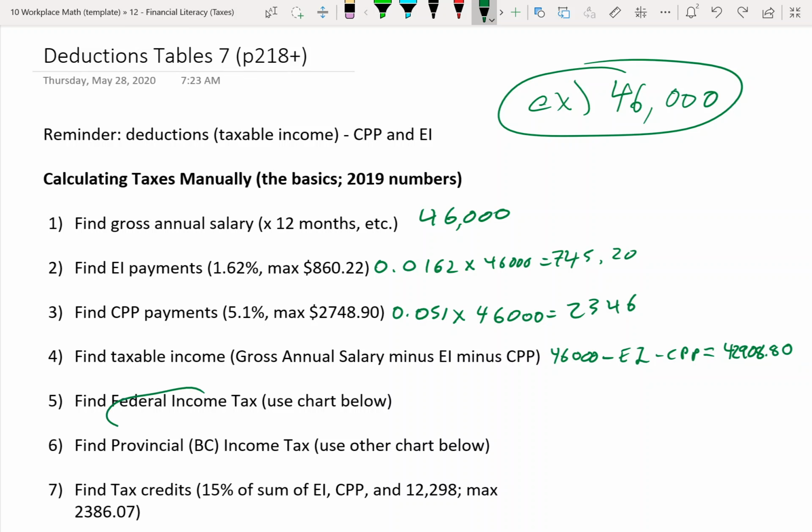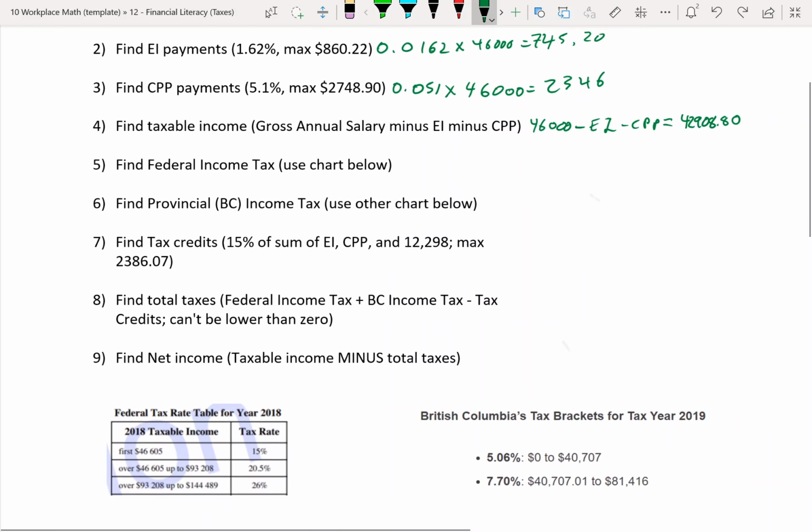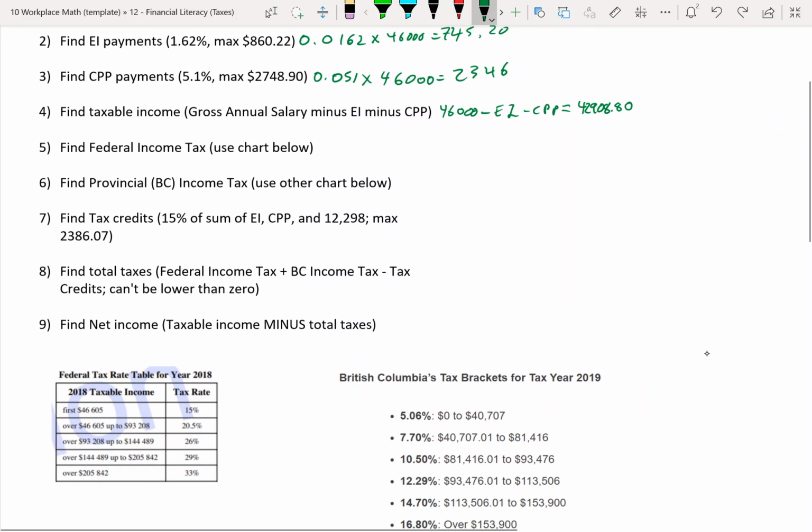So now we're going to find the federal and provincial income tax. Okay, so what we're going to do, we're going to this chart down here. This is the federal, this is the provincial. Each of them charges you taxes. Provinces charge you way less tax, but you have to calculate both. So 42,909, okay, so I'm going to put that into the first category. So your first 46,605 gets taxed at 15%. If you earn more than that, whatever's on top gets taxed at the extra percent. So we're actually too small.